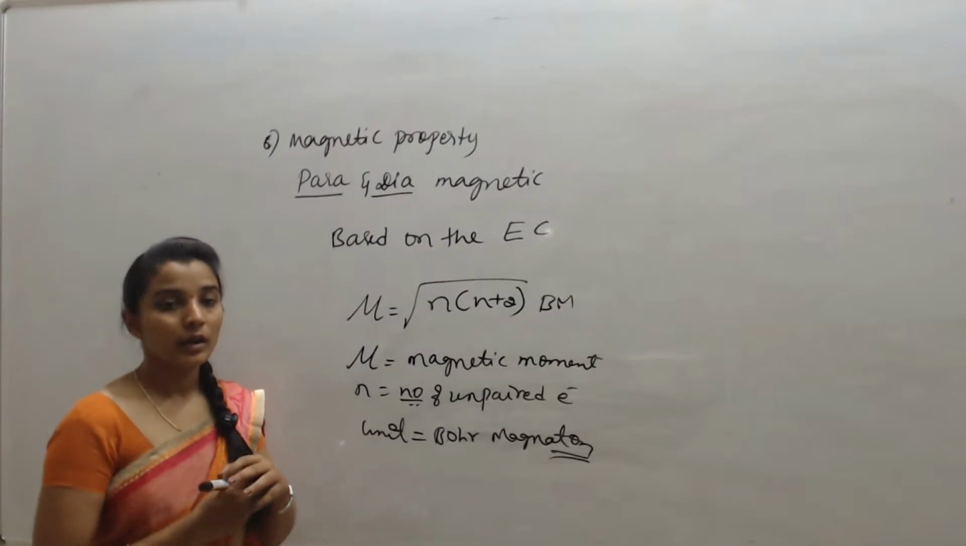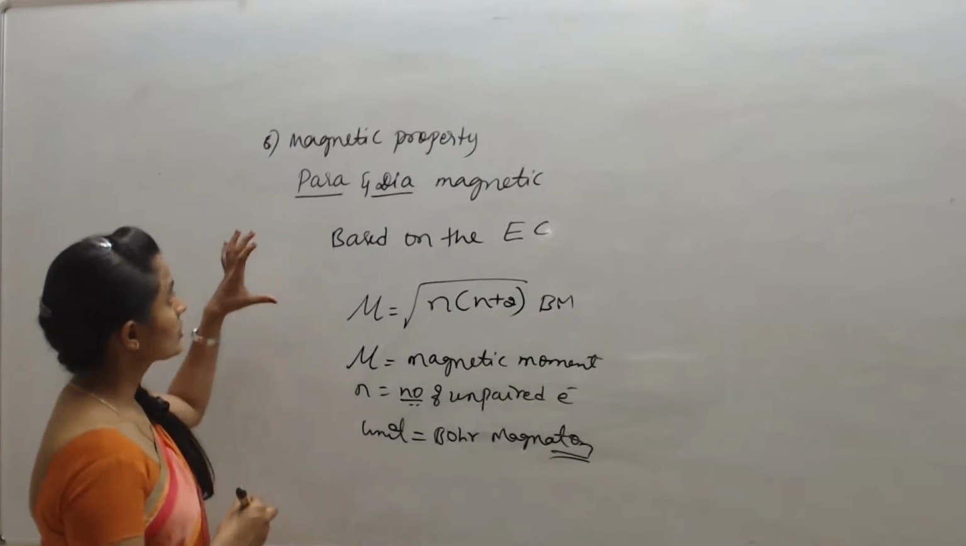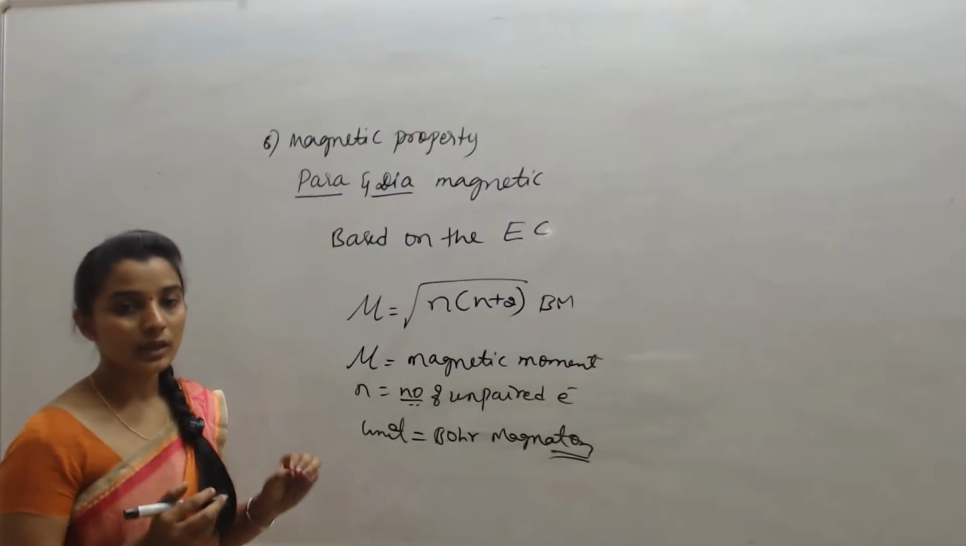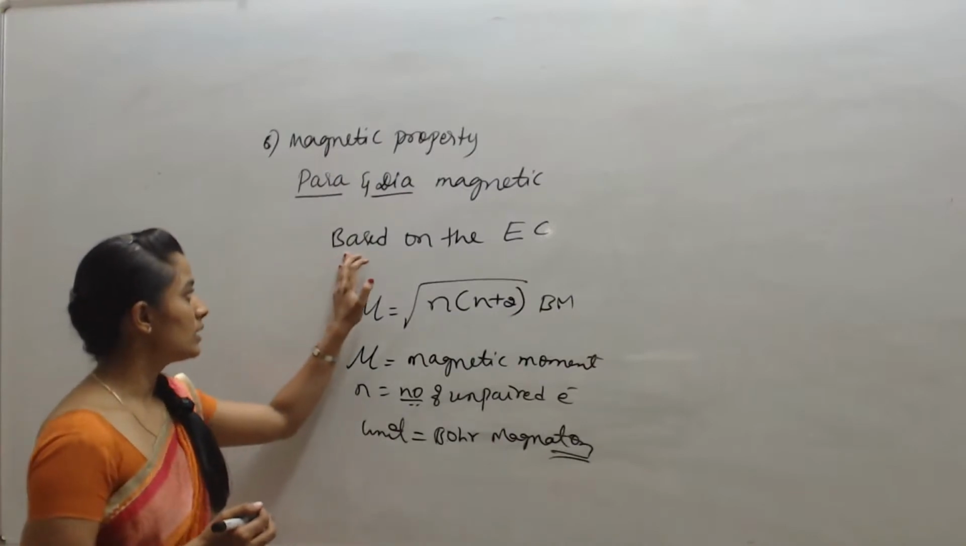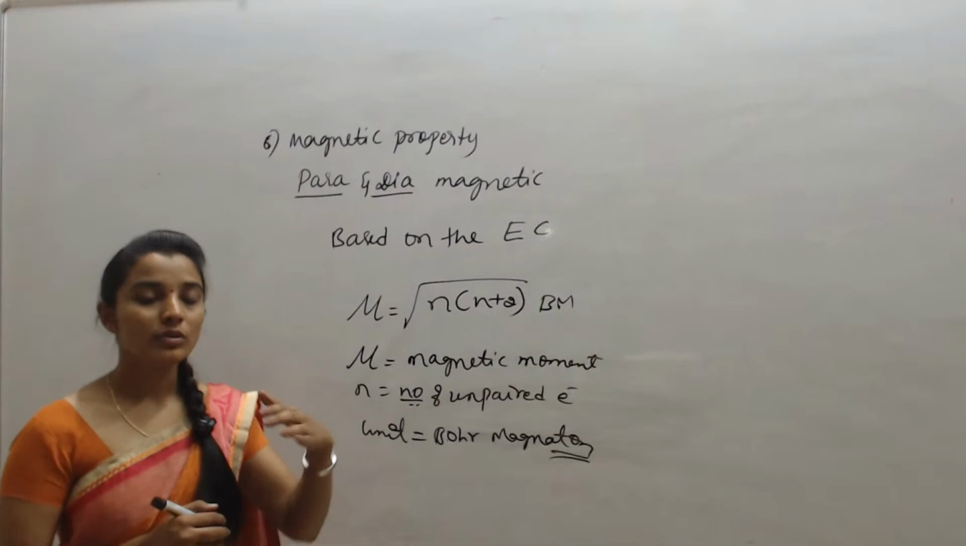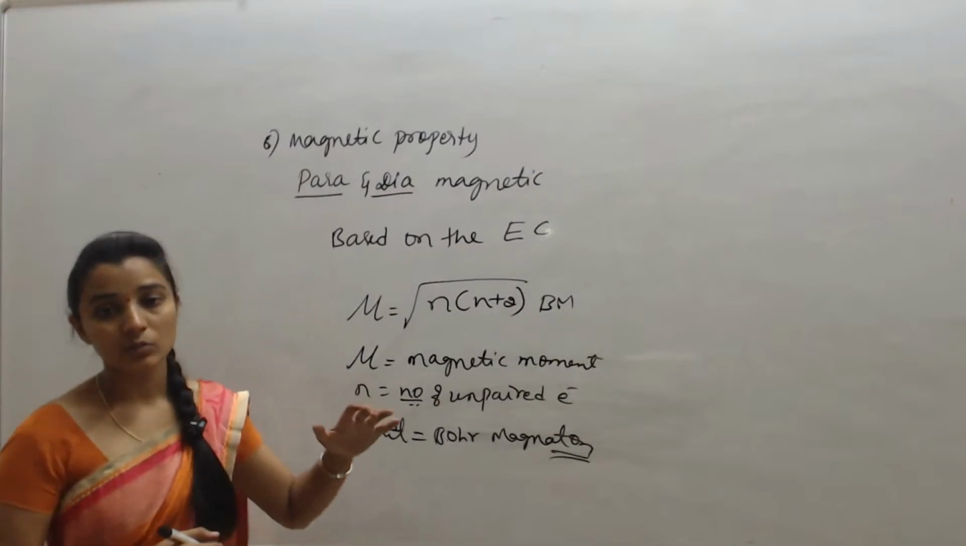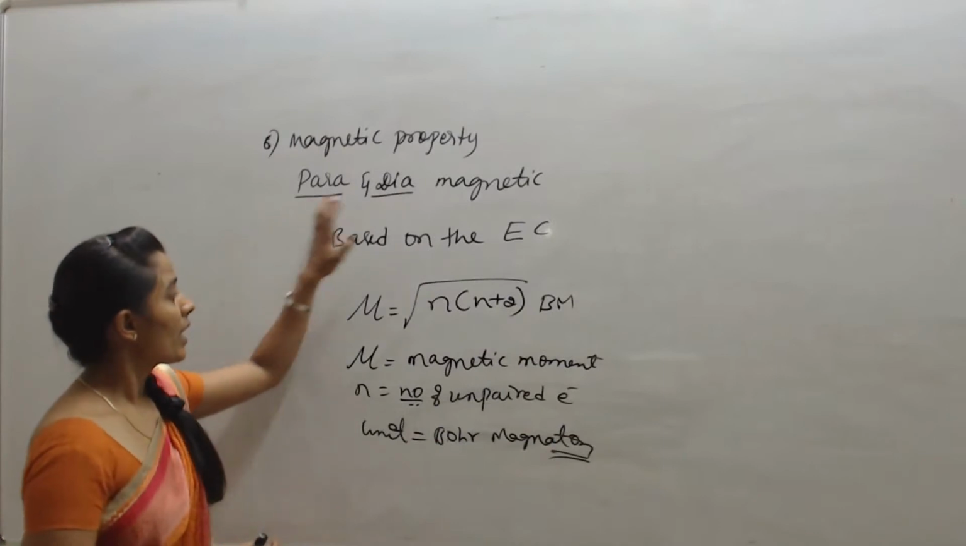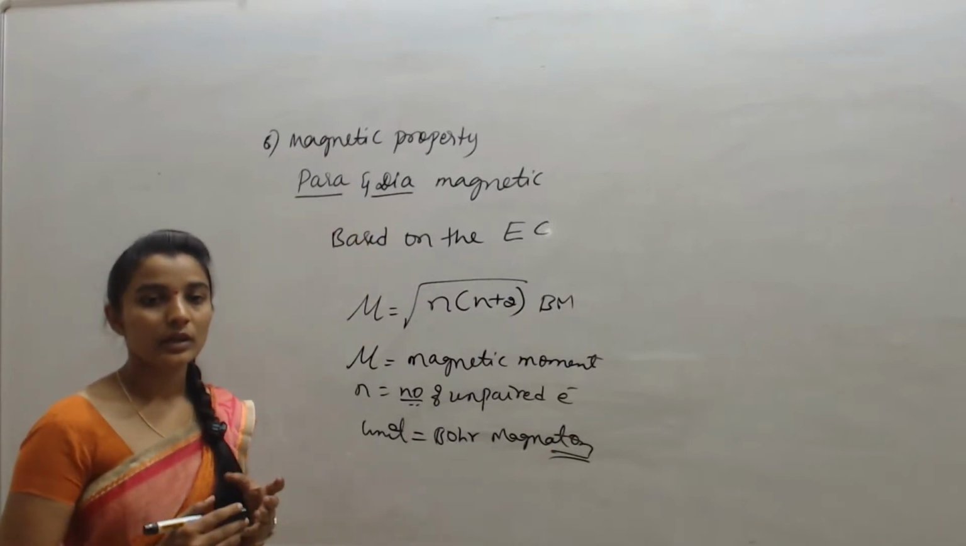of the electrons which are present in the D orbitals. By taking the 3D series, I will explain how we have to calculate the magnetic moment, and how the number of electrons decides the para and diamagnetic character, in the next class.